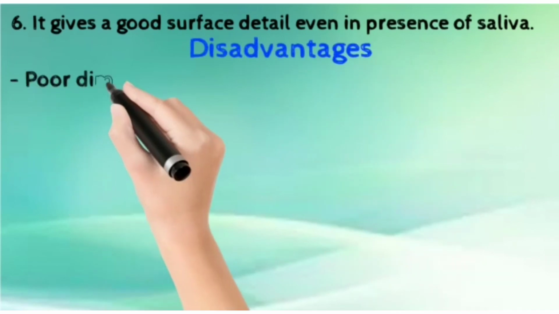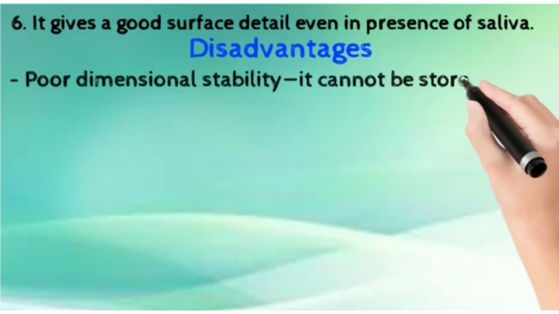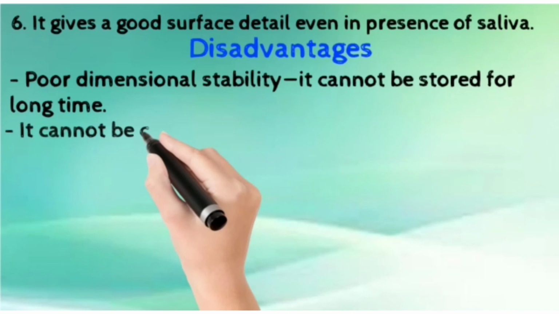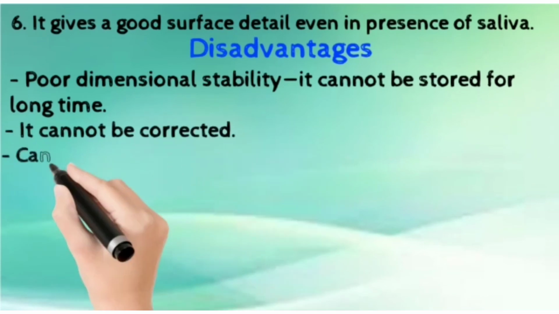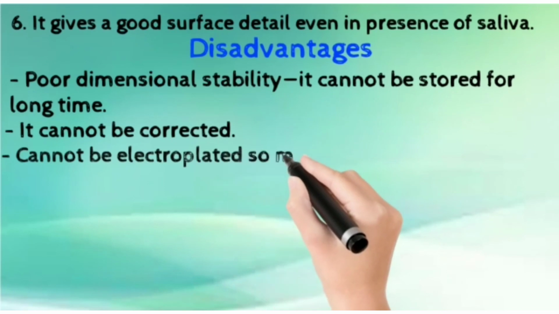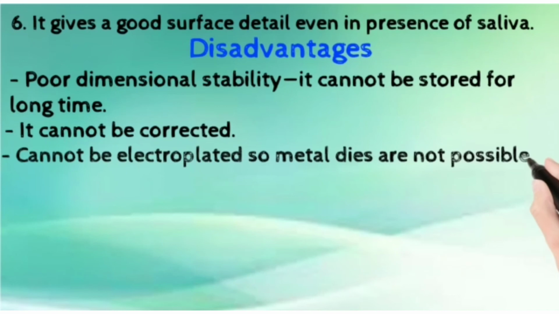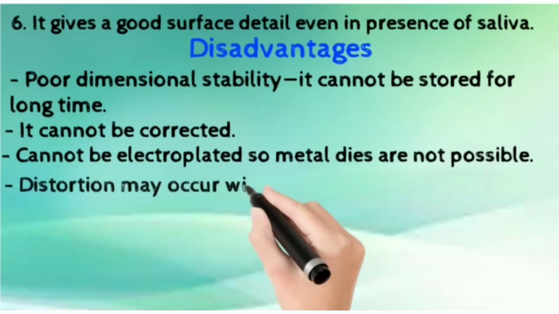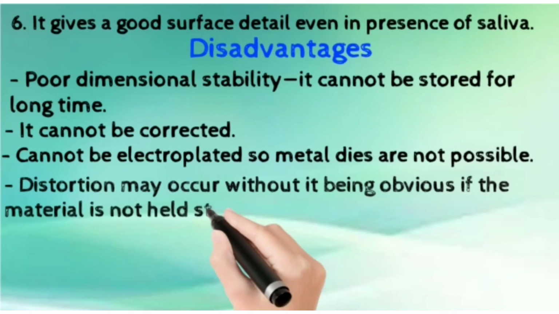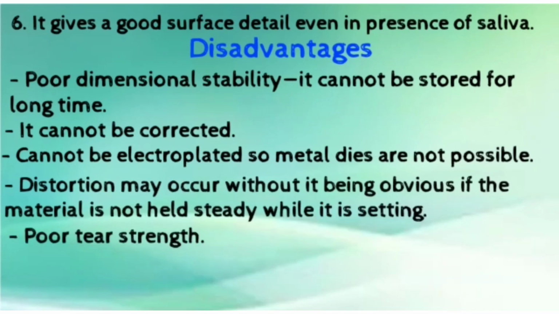Then disadvantages: poor dimensional stability, you cannot correct it again and again, it cannot be corrected. Then it cannot be electroplated, so metal dies are not possible. Then you can see distortion. Distortion may occur without it being very obvious if the material is not held steady while it is setting. And poor tear strength is also there.